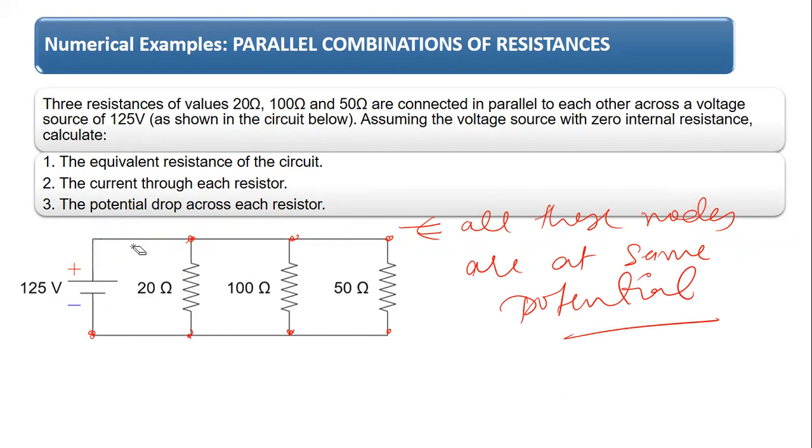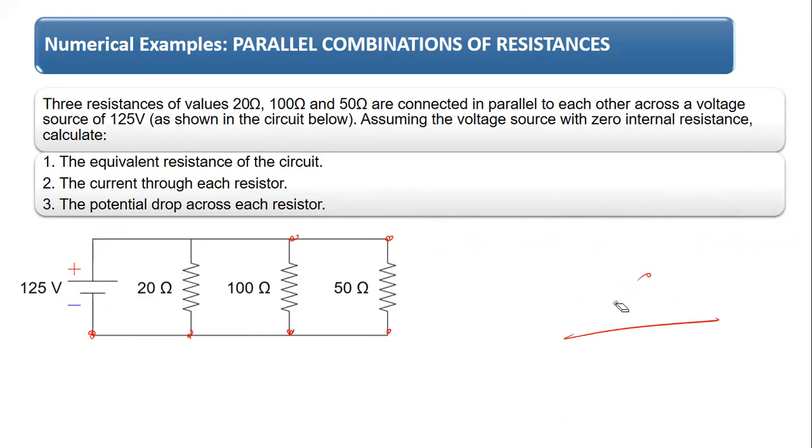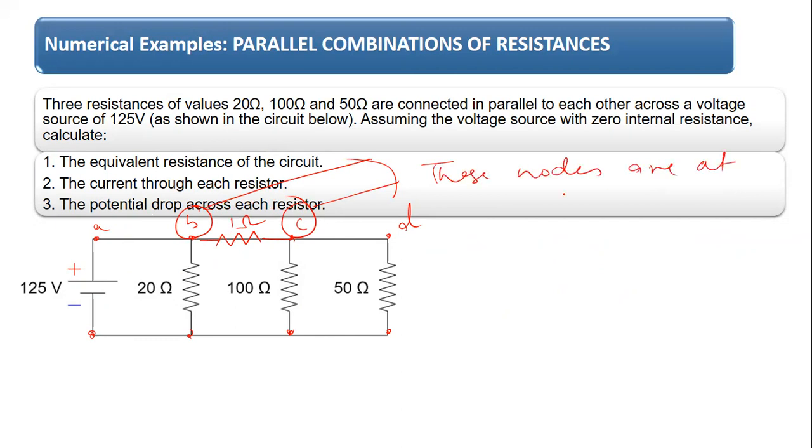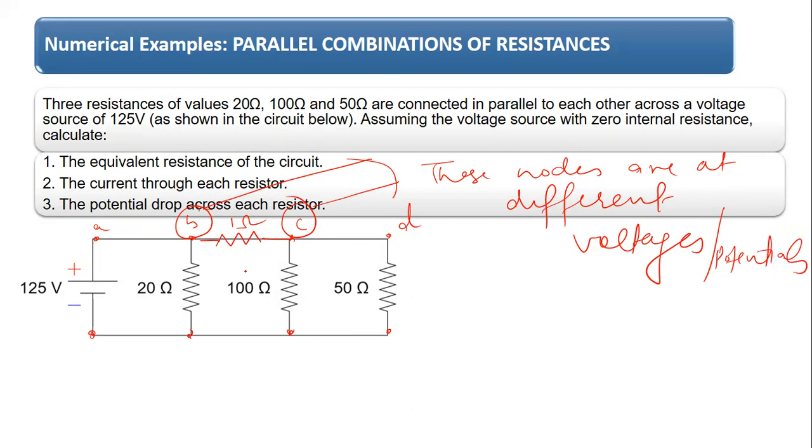What does it mean? It means that, for example, let us say you have a resistance connected here of some value, for example 1 ohm. In that case, let us say this is node A, this is node B, this is node C, and this is node D. So in this case, these two nodes B and C are at different potentials, right? How? Because whatever voltage you have here, let us say you have a voltage VB here and a voltage VC here.